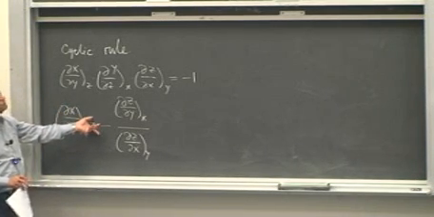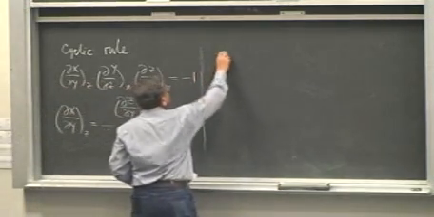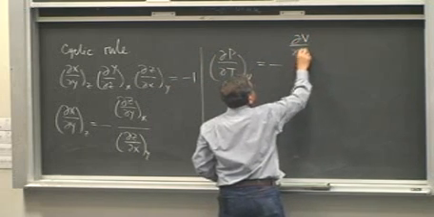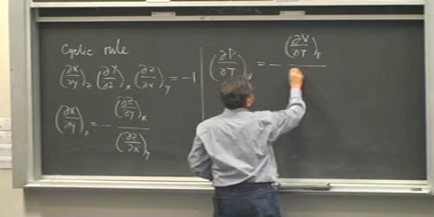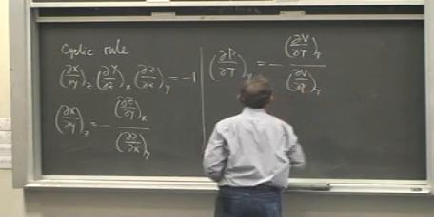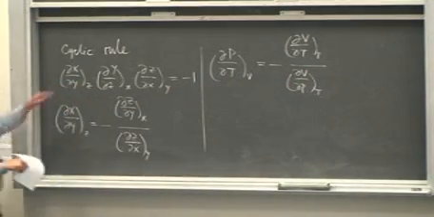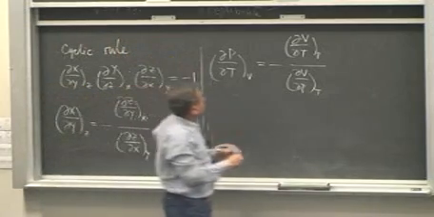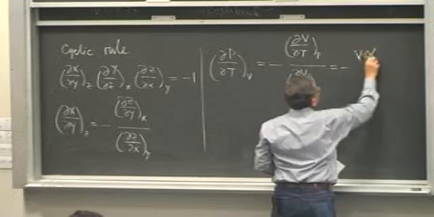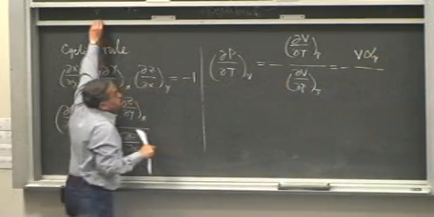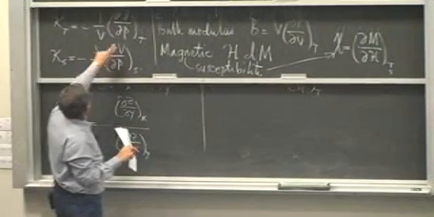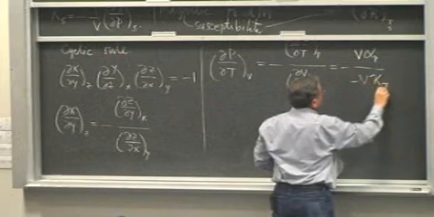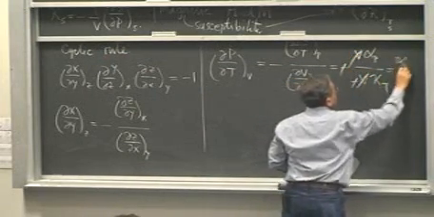But this is what I'm going to use now, because for dP by dT at constant V, I will say this is equal to minus dV by dT at constant P divided by dV by dP at constant T. And here I can see already two response functions peeping through these expressions. dV by dT at constant P is alpha P, so V alpha P. So this is equal to minus sign outside and V times alpha P. And dV by dP at constant T is minus V times kappa T. So minus minus, V, V cancel out, and this is alpha P over kappa T.